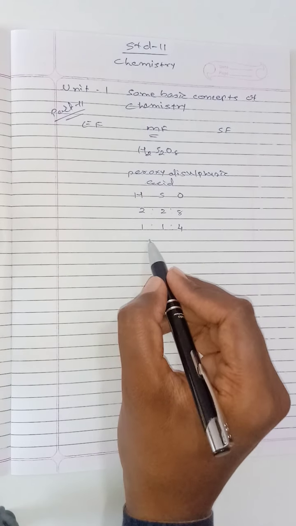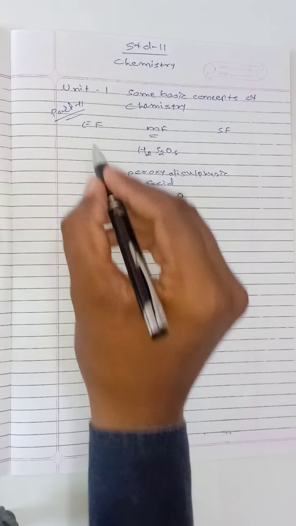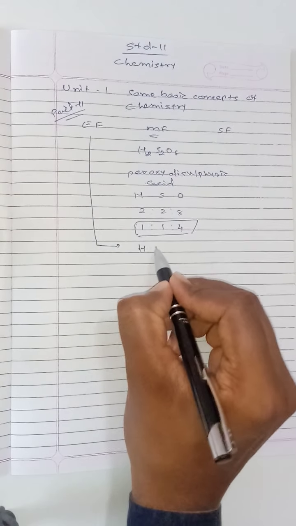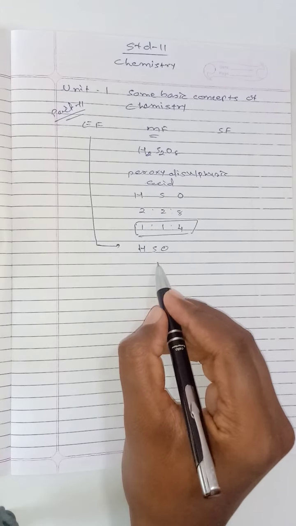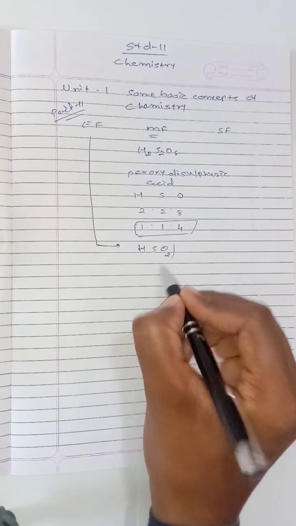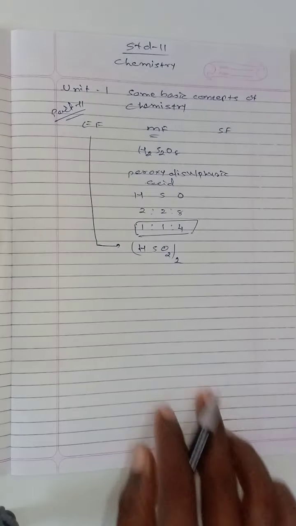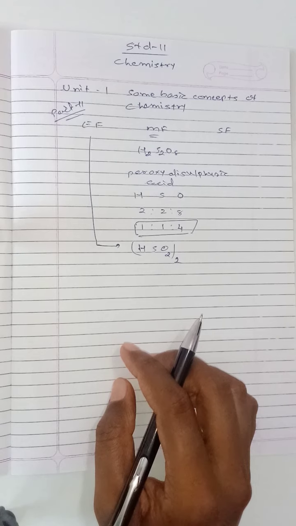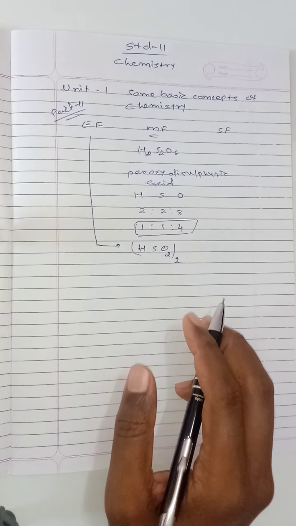And from this proportion we can write the empirical formula: for hydrogen 1, sulfur 1 and oxygen here 2, and the integral number is 2. So this is the empirical formula for peroxydisulfuric acid.